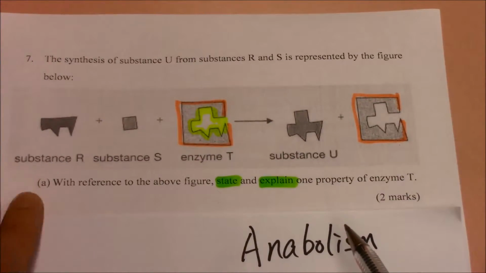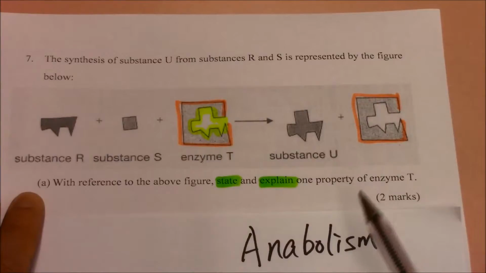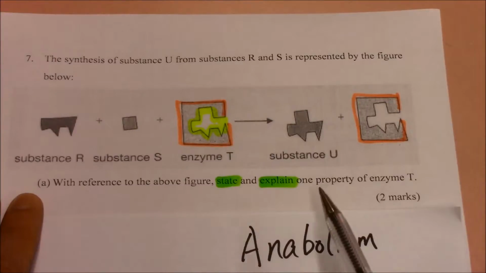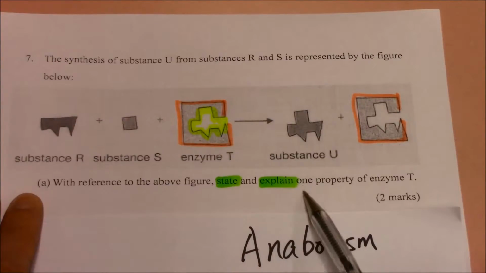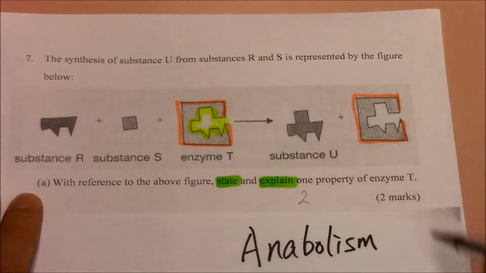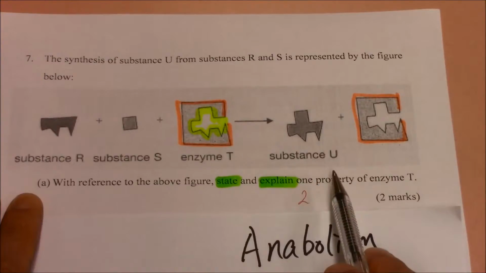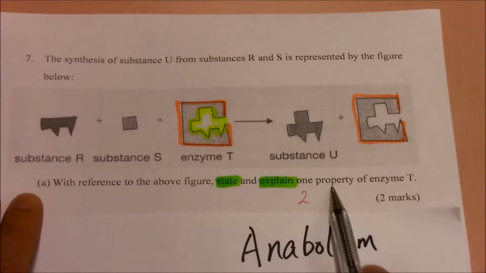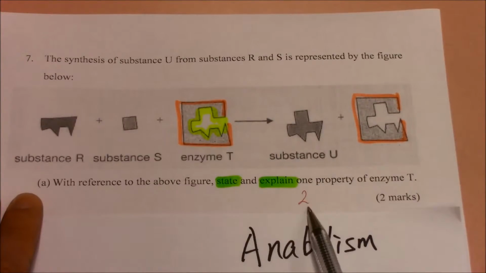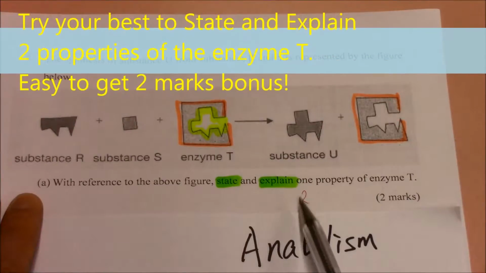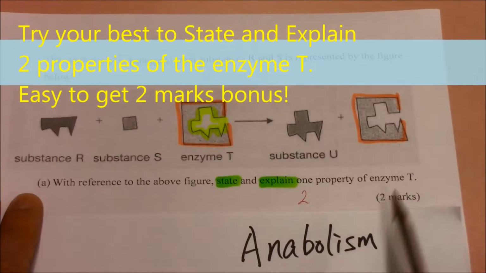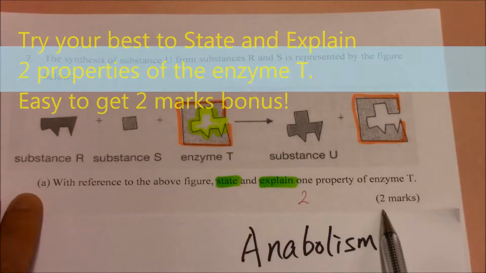So for part A, there are more than one answer you can put in. And if you can state and explain 2 properties of the enzyme molecule, that means the enzyme T, if you can state one property and explain the first property, and then state the second property and explain this second property, I will give you 2 more marks for the bonus.